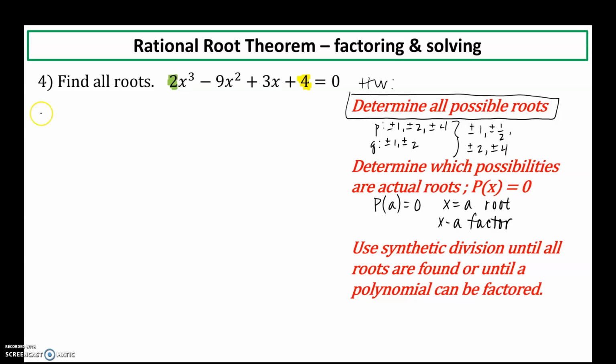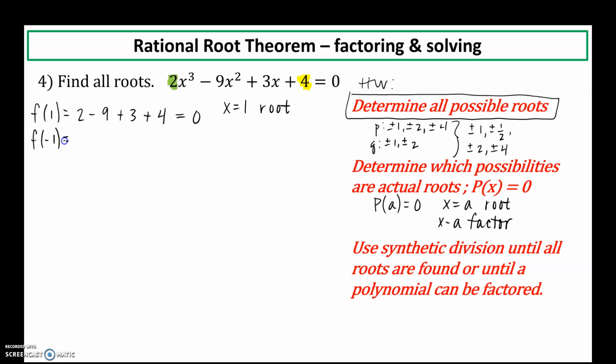Okay, so into our original, we're going to replace all our x's with positive 1. 2 minus 9 plus 3 plus 4. Negative 7 plus 7 is 0. So first try, always start with positive 1. It's the easiest number to evaluate. First try, we get x equals 1 is a root. And I'm just going to go through the steps.